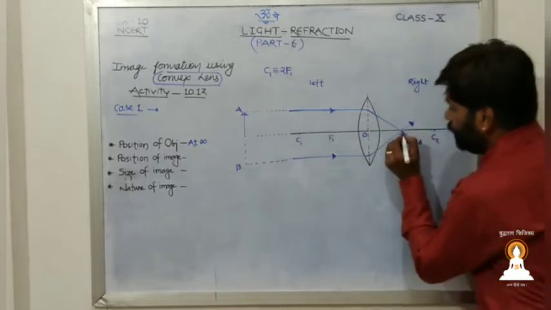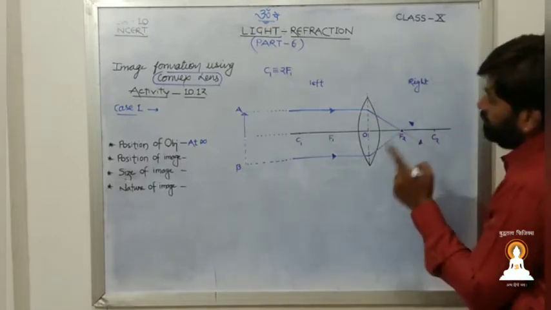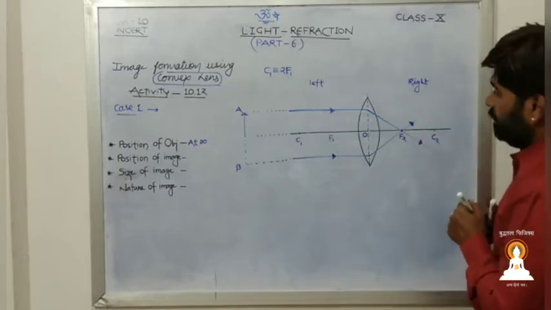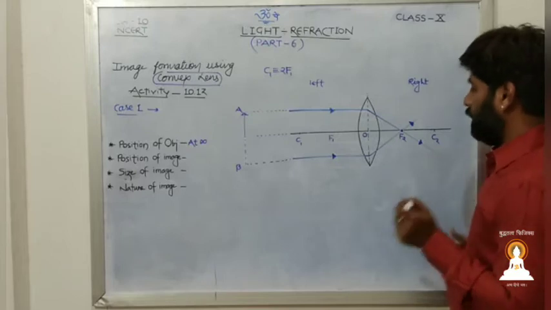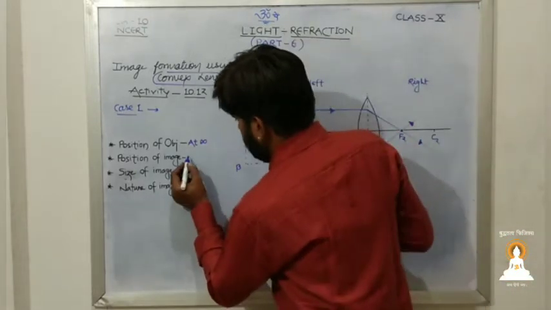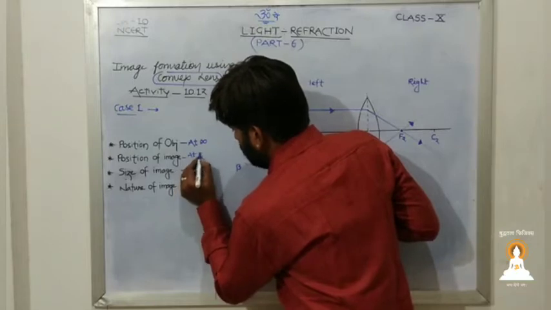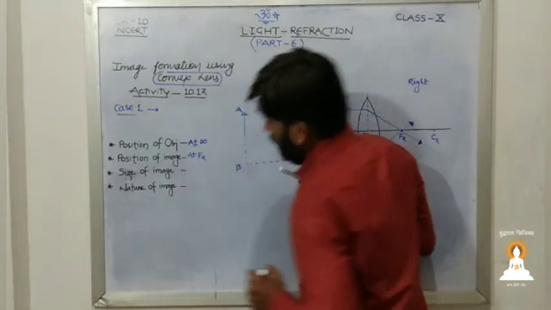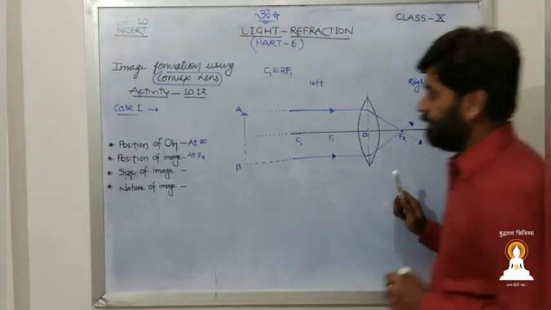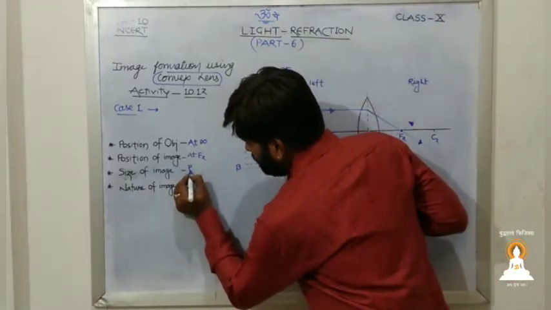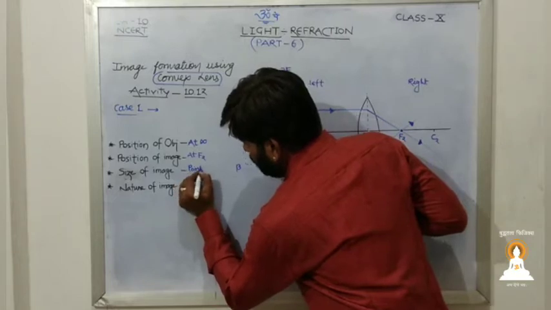Now this is nothing but the intersection point of the two refracted rays. That's why this is going to be the position of the image. So the position of the image will be at F2. And the relative size of the image will be point size.